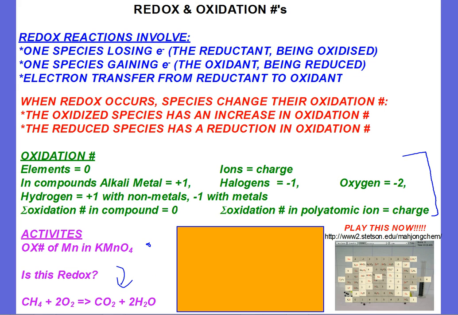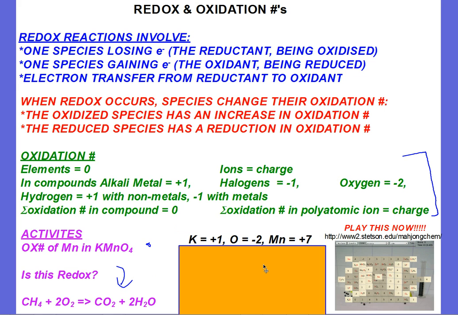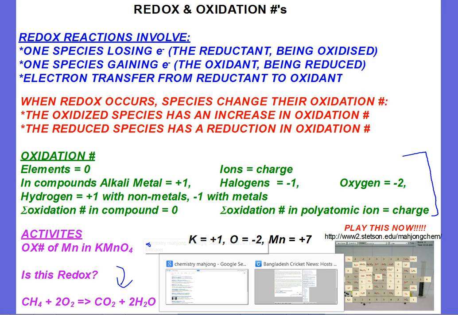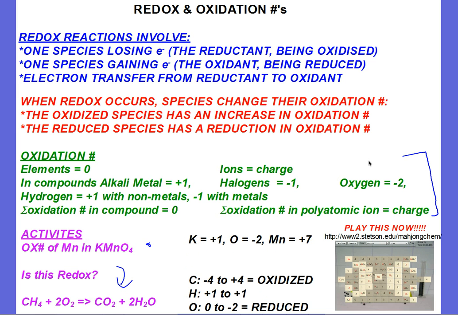Okay, so what were the answers here? Well, in this particular example, potassium is always +1, it's an alkaline metal. Oxygen is -2 in all compounds, therefore manganese must be +7. And down here, look at the carbon. It's gone from -4 in the methane to +4 in the carbon dioxide, therefore it's been oxidized. Nothing's happened to the hydrogen, it's in compounds with nonmetals both times, so it's +1. And the oxygen's gone from 0, which is the element, to -2, so oxygen has been reduced. So yes, it is a redox reaction.